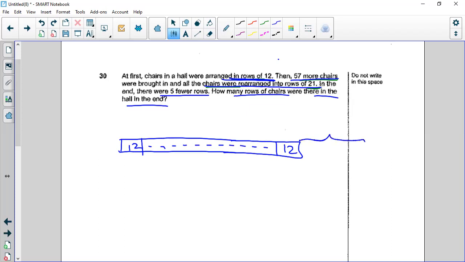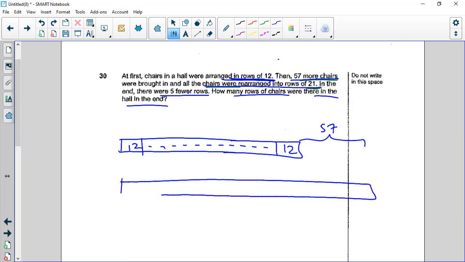Got it? All right. Then you add 57 more chairs. What happens when you add 57 more chairs? The total chairs will increase by 57, right? And what happened to the rows? The rows now have more chairs. So every row got 21, and the last row also 21. And do we know how many rows? We are not sure.